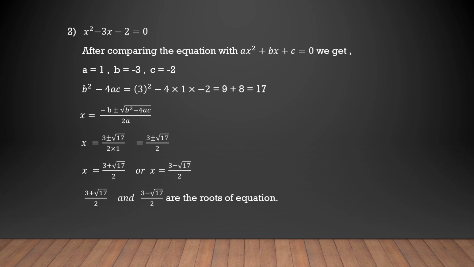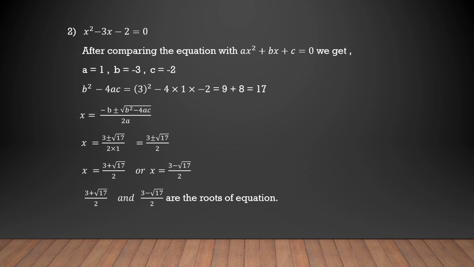Second equation is x square minus 3x minus 2 is equal to 0. First, we compare this equation with ax square plus bx plus c is equal to 0. After that, we find a is equal to 1, b is equal to minus 3 and c is equal to minus 2. Then we find the value of b square minus 4ac.